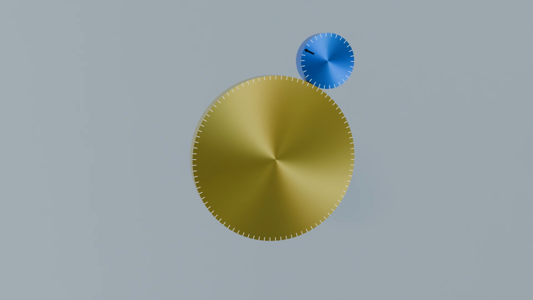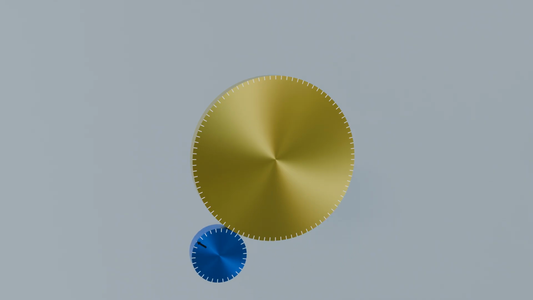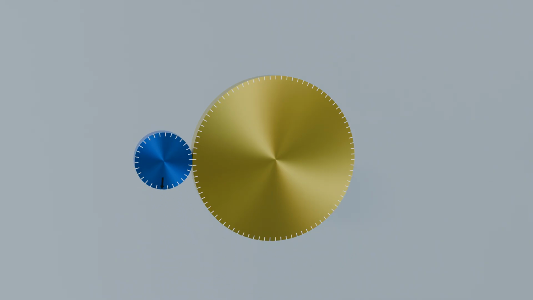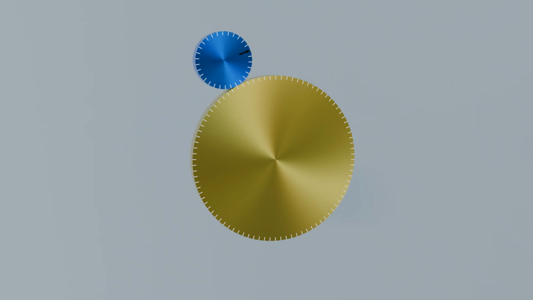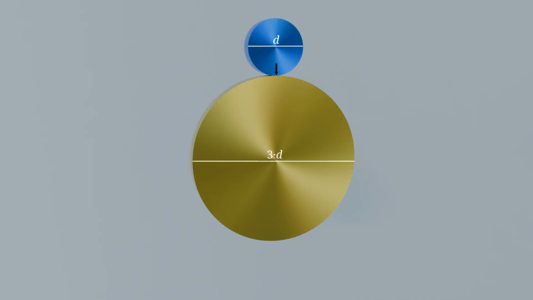In this video we look at the rotation paradox, also known as the coin rotation paradox. The animation shows a large yellow circle and a small blue circle. The diameter of the yellow circle is 3 times that of the small circle. The question is how many times the small circle will rotate around its own axis if it is rolled once around the large circle. The answer may surprise you because it is not what you would expect.